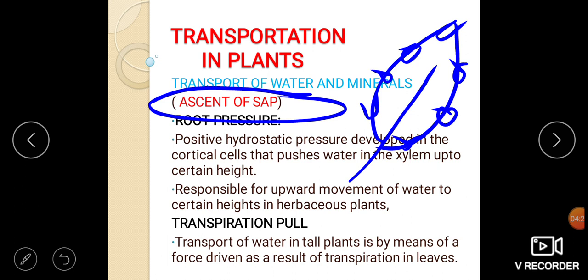Transpiration pull now. This transpiration pull is a force, you can say a suction pressure, by which the water is pulled upwards from the roots to different parts of the plants as a result of transpiration. The leaves keep on removing the water in the form of water vapor from the stomata, and as a result, a negative pressure is being exerted on the root xylem, and the water is being lifted upwards.